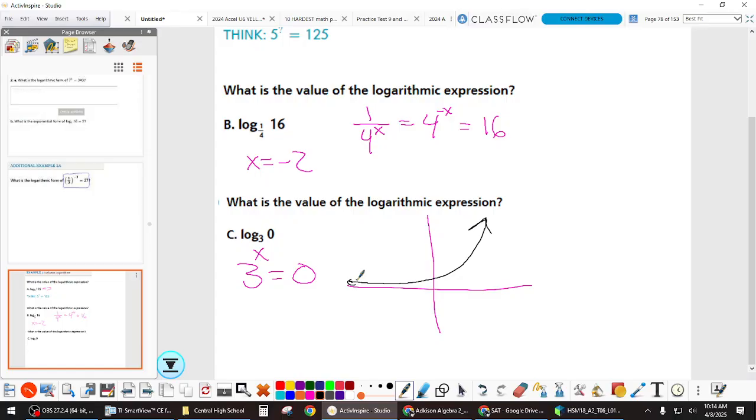So what would we call this? Punch it in your calculator and see what your calculator says. It's just log base 3 of 0 is what you're putting in. What does the TI-84 say? Yep. Because the domain for a log never comes to the left or 0. And I'll show you that when we get to graphing a log.